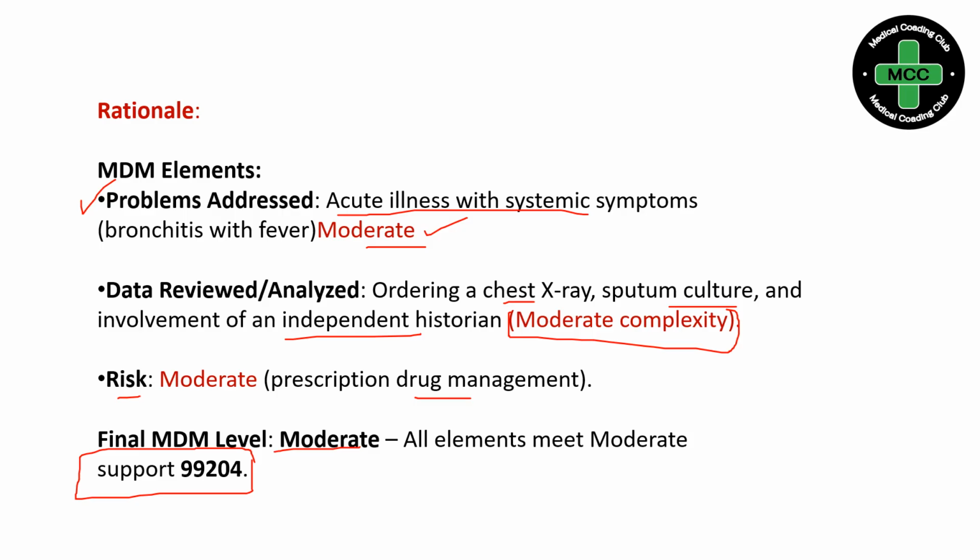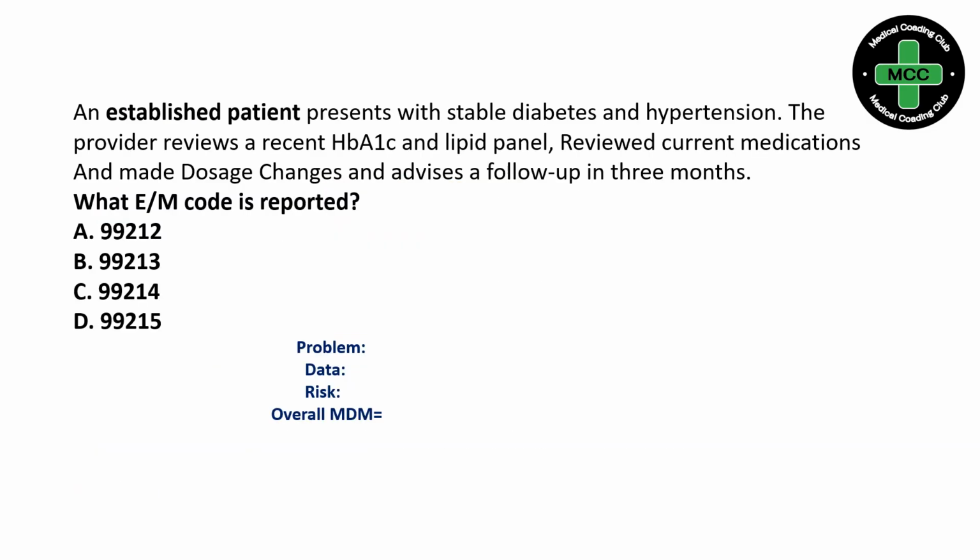99204 will be our final answer for the particular question. So next we will see one more example. An established patient presents with stable diabetes and hypertension. The provider reviews a recent HbA1c and lipid panel, reviews the current medication, makes a dosage change, and advises a follow-up in 3 months.